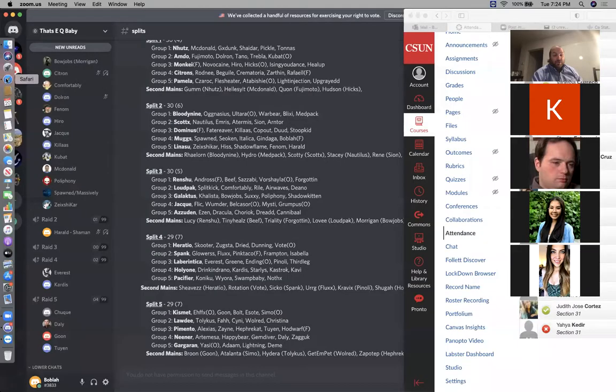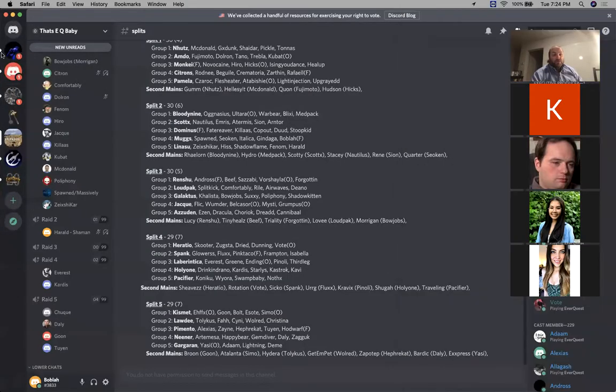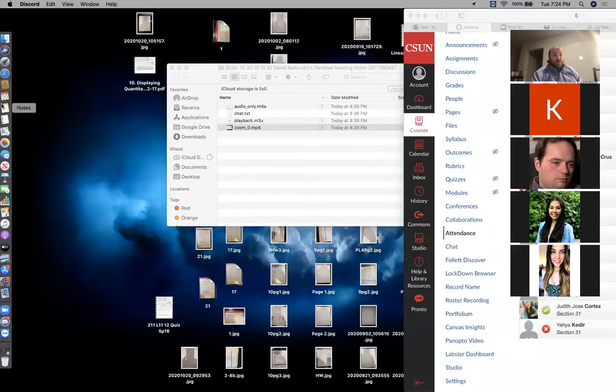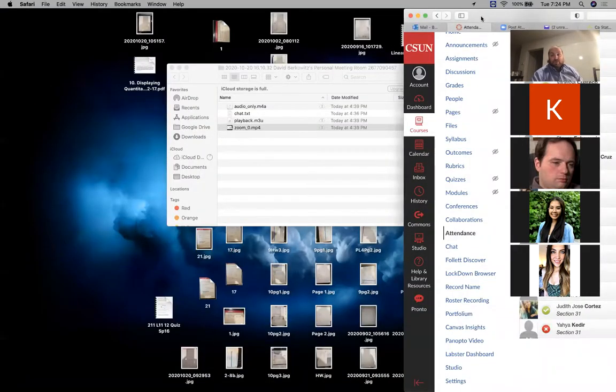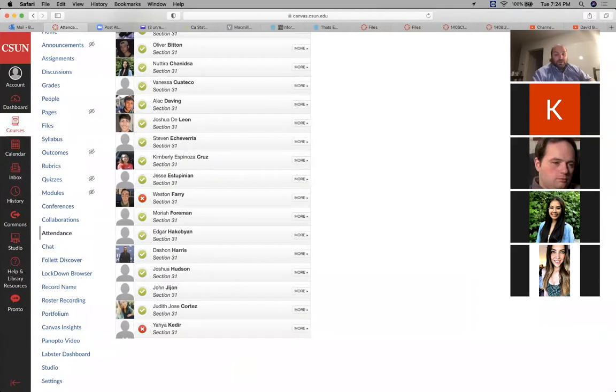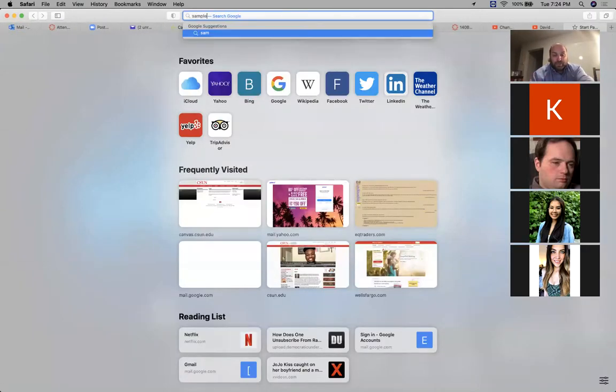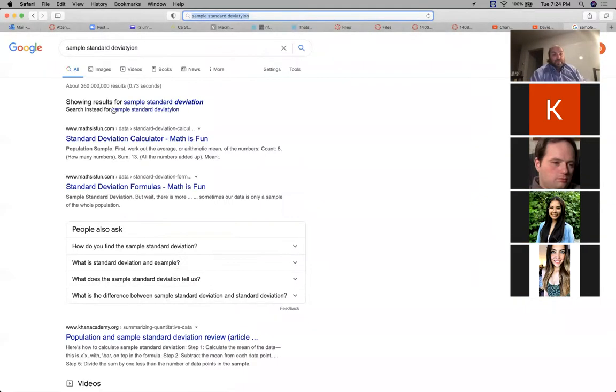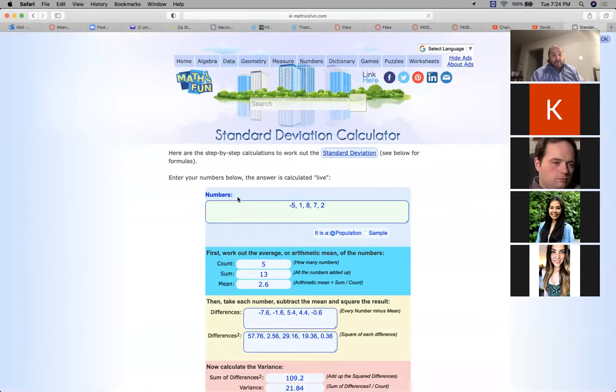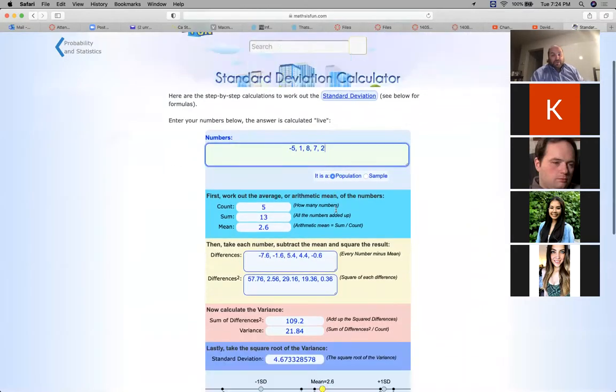If you don't have a calculator, you can just do a search. I'll show you. I've never done this before, but let's see how hard it's going to be. I'm going to do a YouTube search for sample standard deviation. And the very first one, put in the numbers.